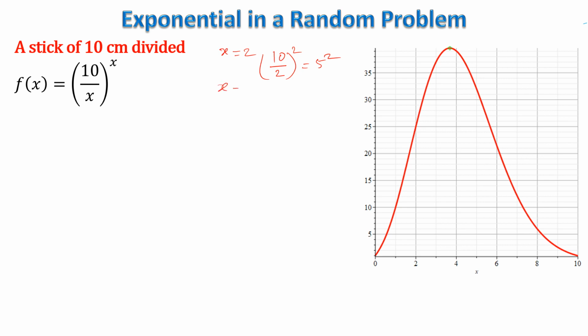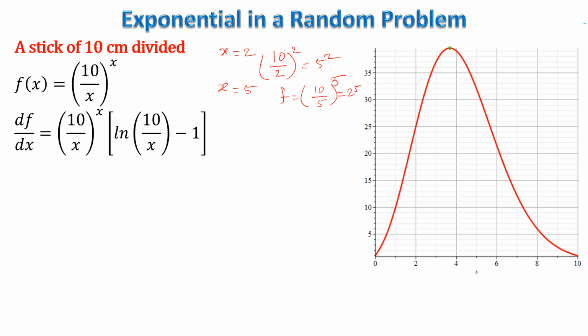We were having 5 equal parts, x equal to 5, and then the function f is 10 upon 5 to the power 5. So this leads to 2 to the power 5. That is all right. So this function is nicely representing our problem, and the first derivative of this function is appearing on your screen. Here is the point where we are getting the maxima.